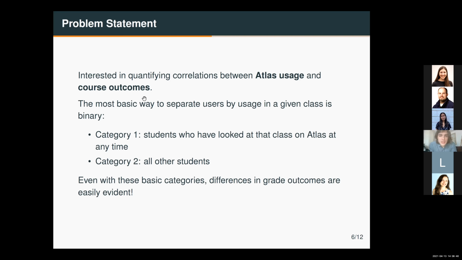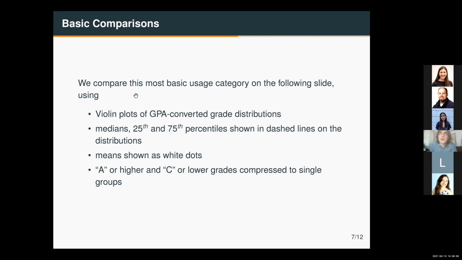The most basic way to separate users into usage categories is binary. For a given class, did that student look at the class on Atlas at any time, or did they never do that? Even with these basic categories, there are some evident differences. I'll show first just one way of visualizing these. It's not the most data-rich way, but it's a good way to visualize the differences between them, because in general we find differences.